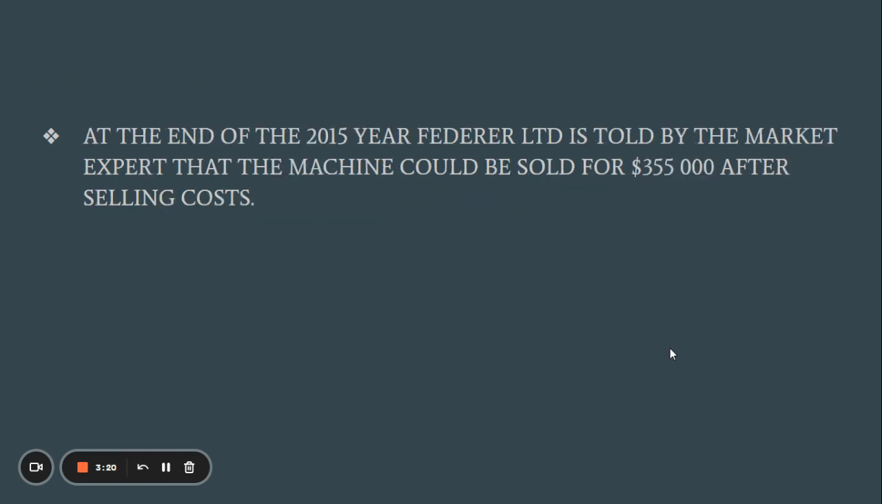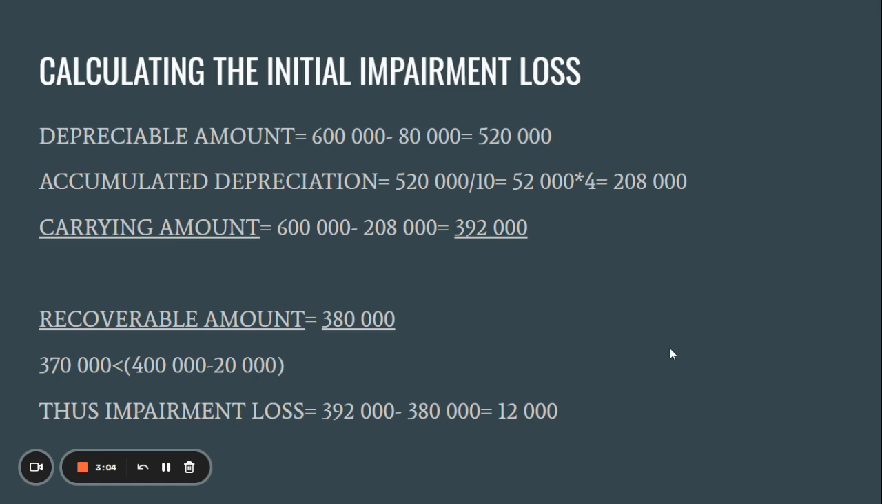costs of 20,000. At the end of the 2015 year, Federal Limited is told by the market expert that the new machinery could be sold for $355,000 after selling costs. Now we get into calculating the initial impairment loss.